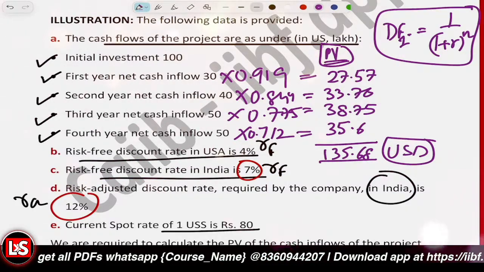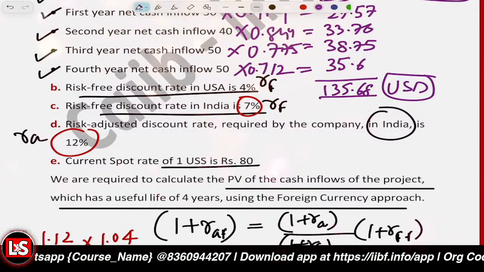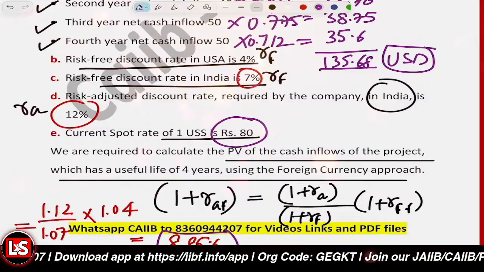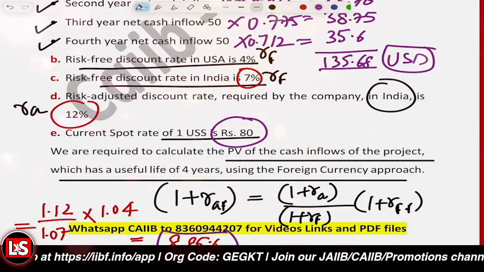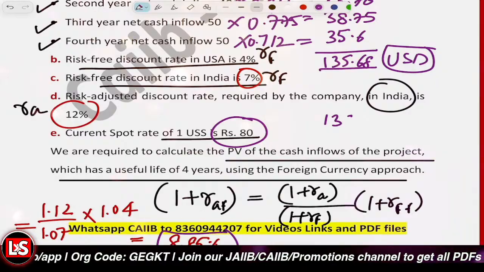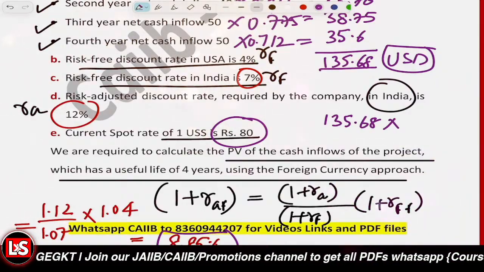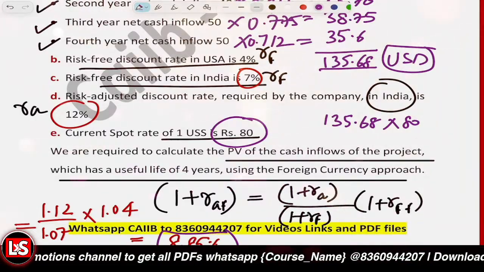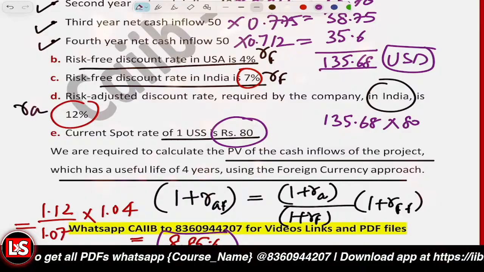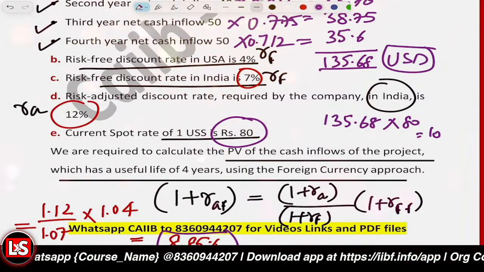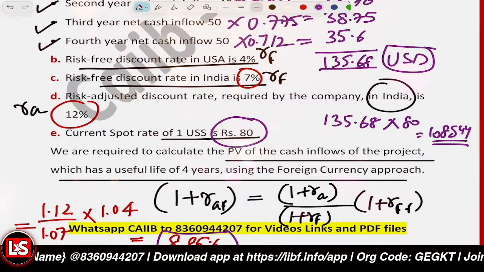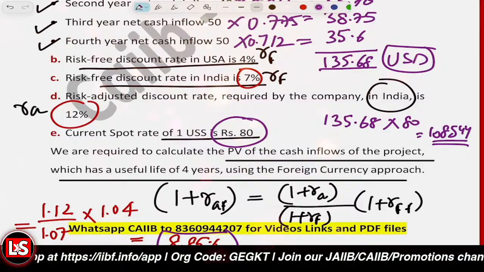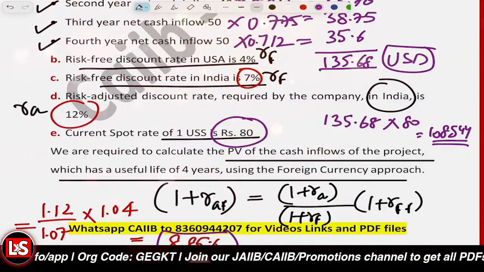Now the next step is just one step. That's converting the USD to INR, and that is to be done at the current spot rate. So it will be 135.68 multiplied by 80, and that comes out to be 108,544. Right? That's the present value in Indian rupee.